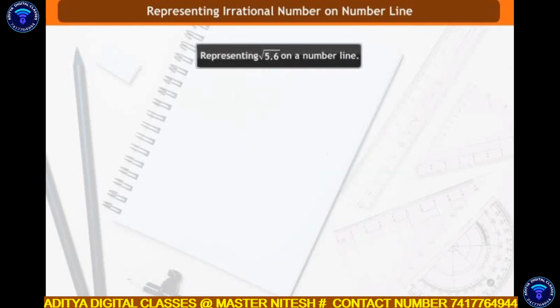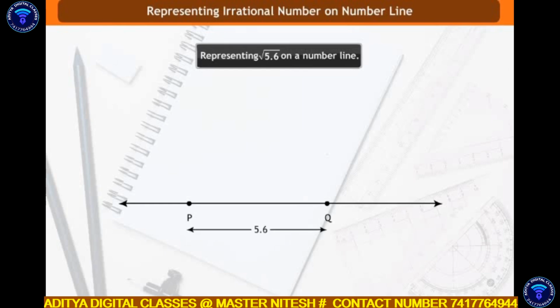Here we are going to represent root 5.6 on the number line. How do you do that? First draw a line and mark P and Q such that PQ is equal to 5.6 units.